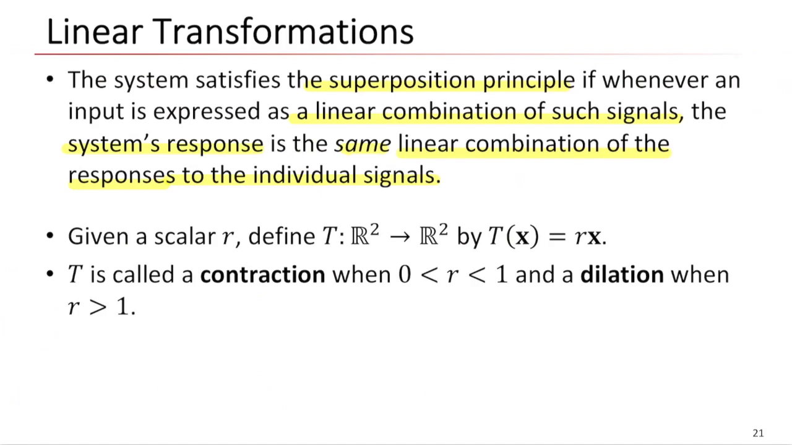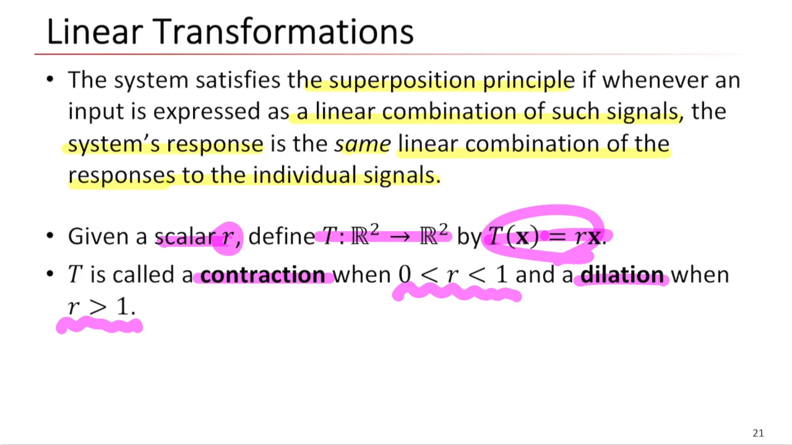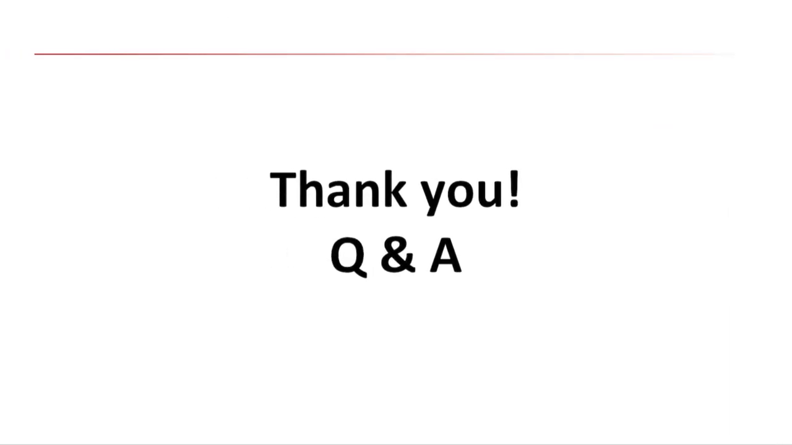Here is the last concept. Given a scalar value r, define the transformation T by T(x) equal to r times the vector x. This is a very simple linear transformation, or matrix transformation in the case of a 1x1 matrix, right? In this case, this transformation is called a contraction when r is larger than 0 and less than 1, and a dilation if r is larger than 1. So this is a special case of the matrix transformation. Okay, this is the end of today's lecture.